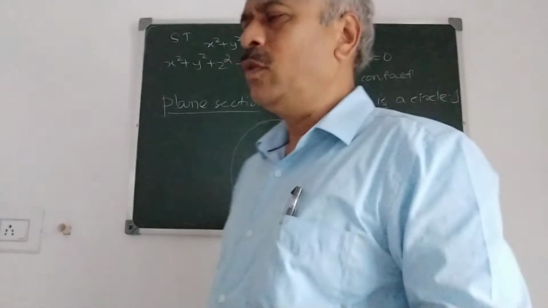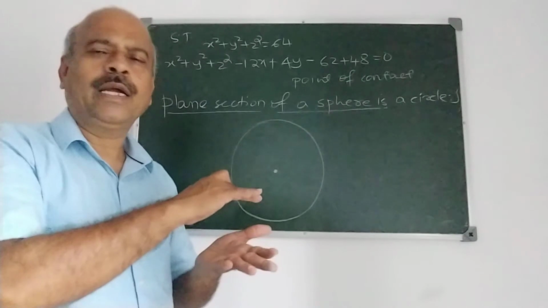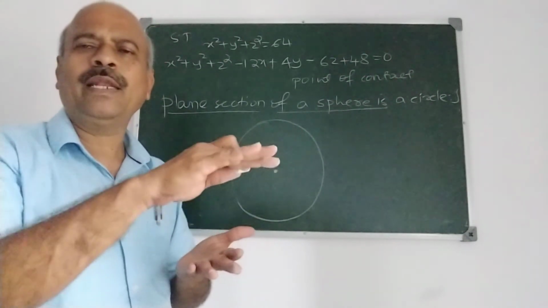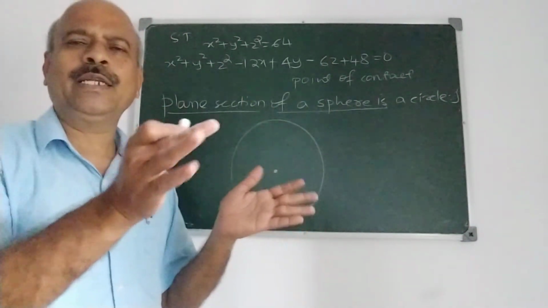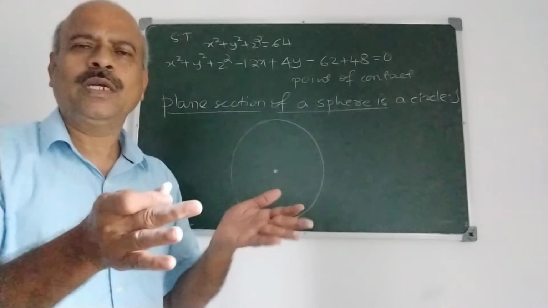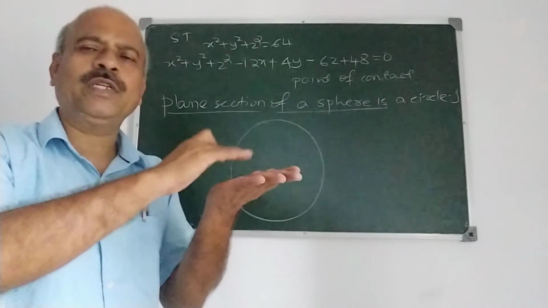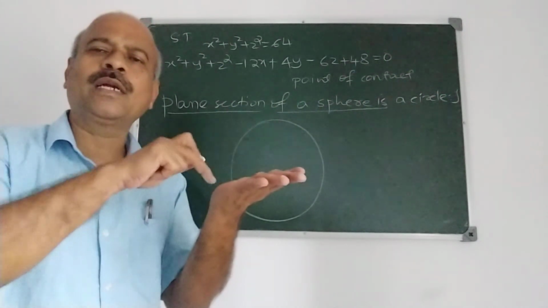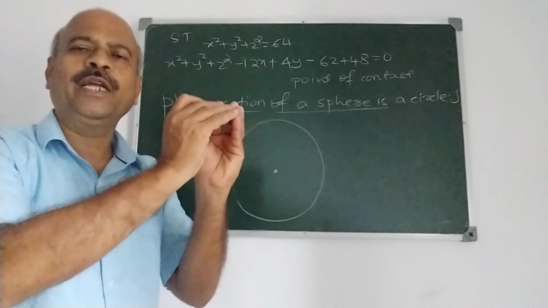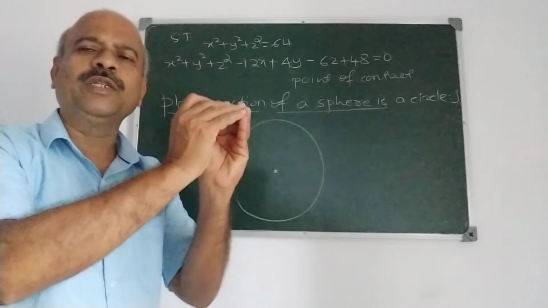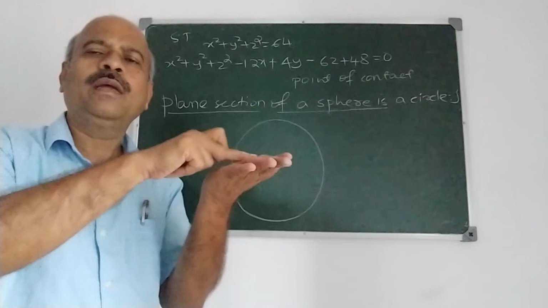Example: you take an orange, an example for a sphere, and cut the orange with a knife. Then what do you get? You cut it into two pieces, and you see the surface of either of the two pieces. What you get? The surface will be a circle. Say this is the orange. If you cut it into two pieces, the surface will be a circle.